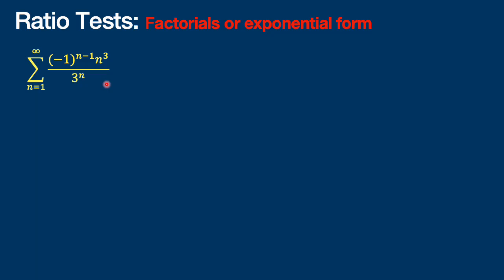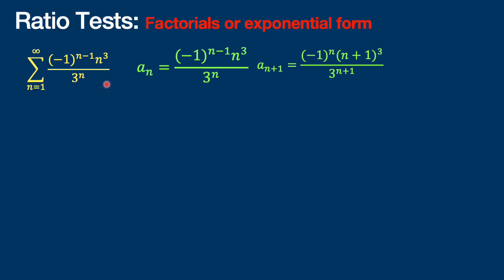First, we have to find what is a_n. a_n is going to be (-1)^(n-1) n^3 over 3^n. And now you're going to replace n with n plus 1 for a_(n+1). So what is it going to be, guys? Here, be very careful, n plus 1. n is going to be n plus 1 minus 1, that's going to be n. n is replaced with n plus 1. Here is n replaced with n plus 1. That's the a_(n+1).